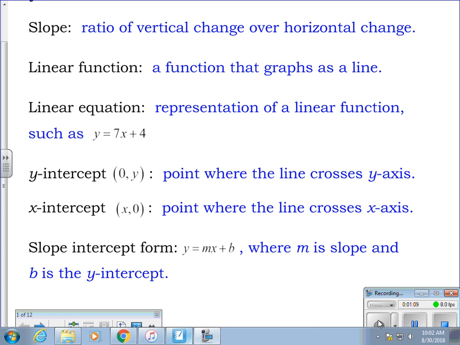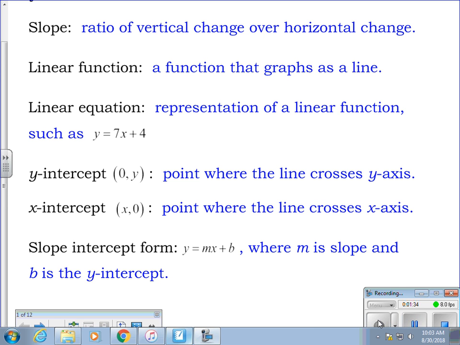As long as I've got x, and I've got y, and I've got a bunch of numbers and an equal sign, I've got a linear equation. They will not always be in mx plus b form. And that is the easiest one to graph from, but that's about it. Okay. Y-intercept is the point (0, y).